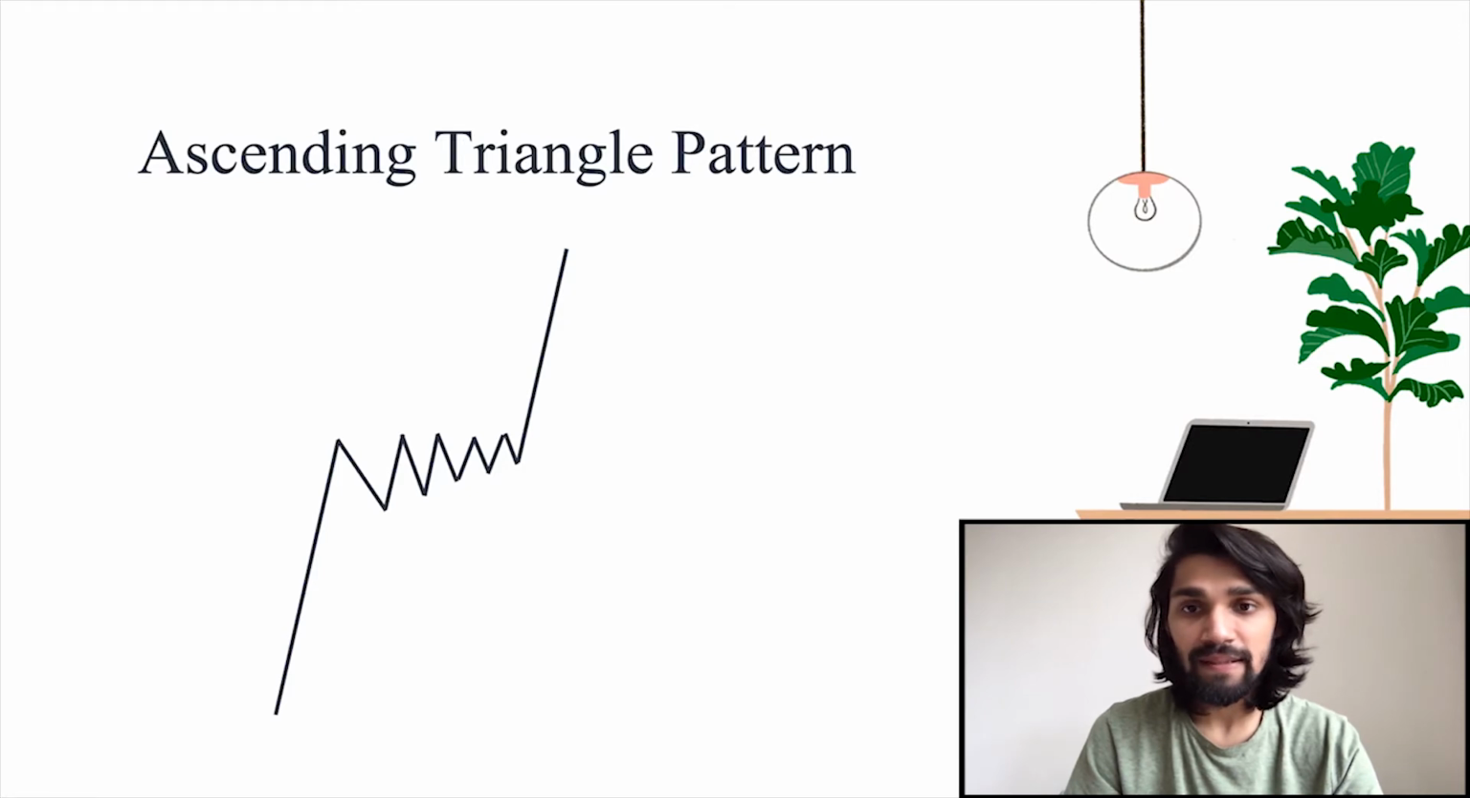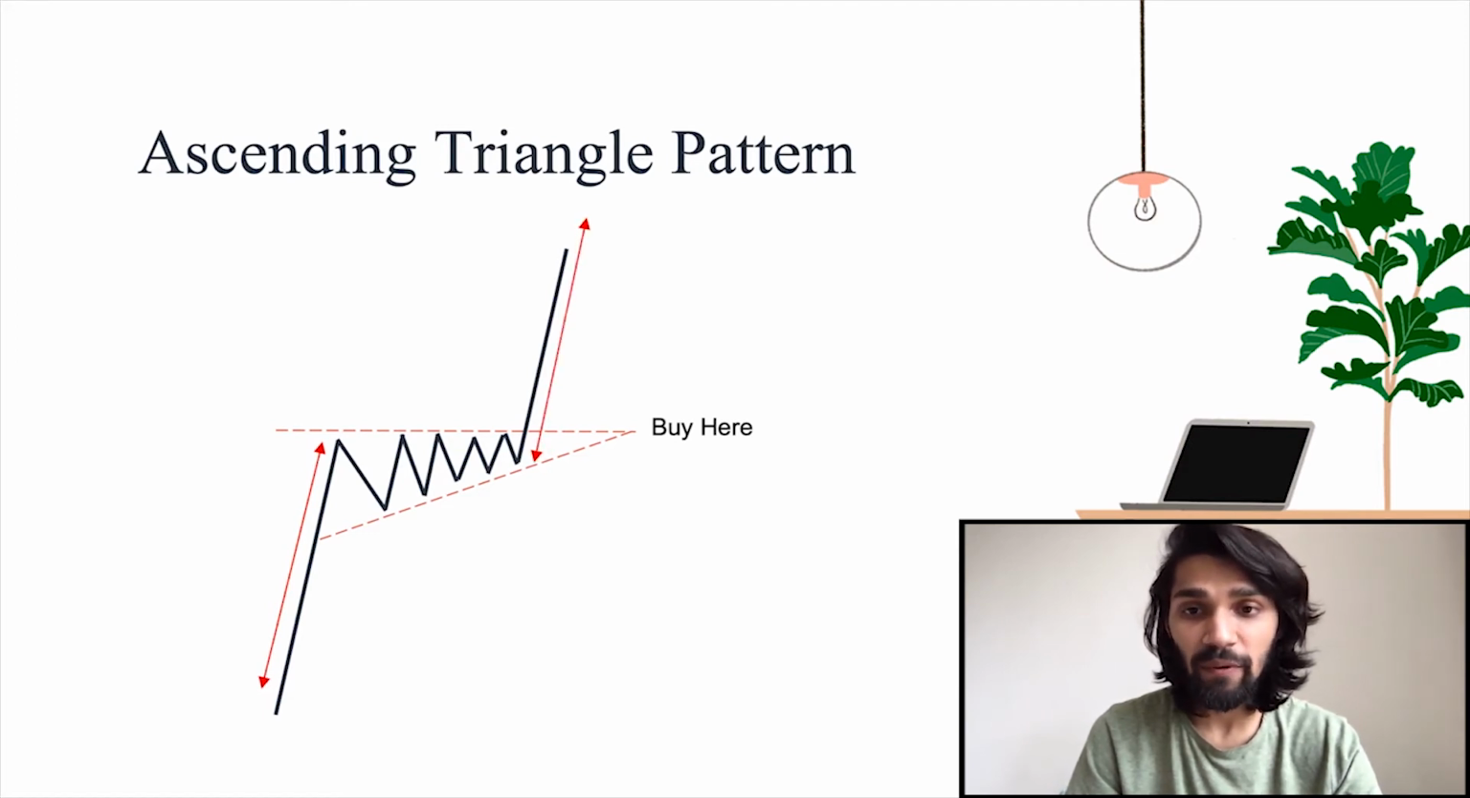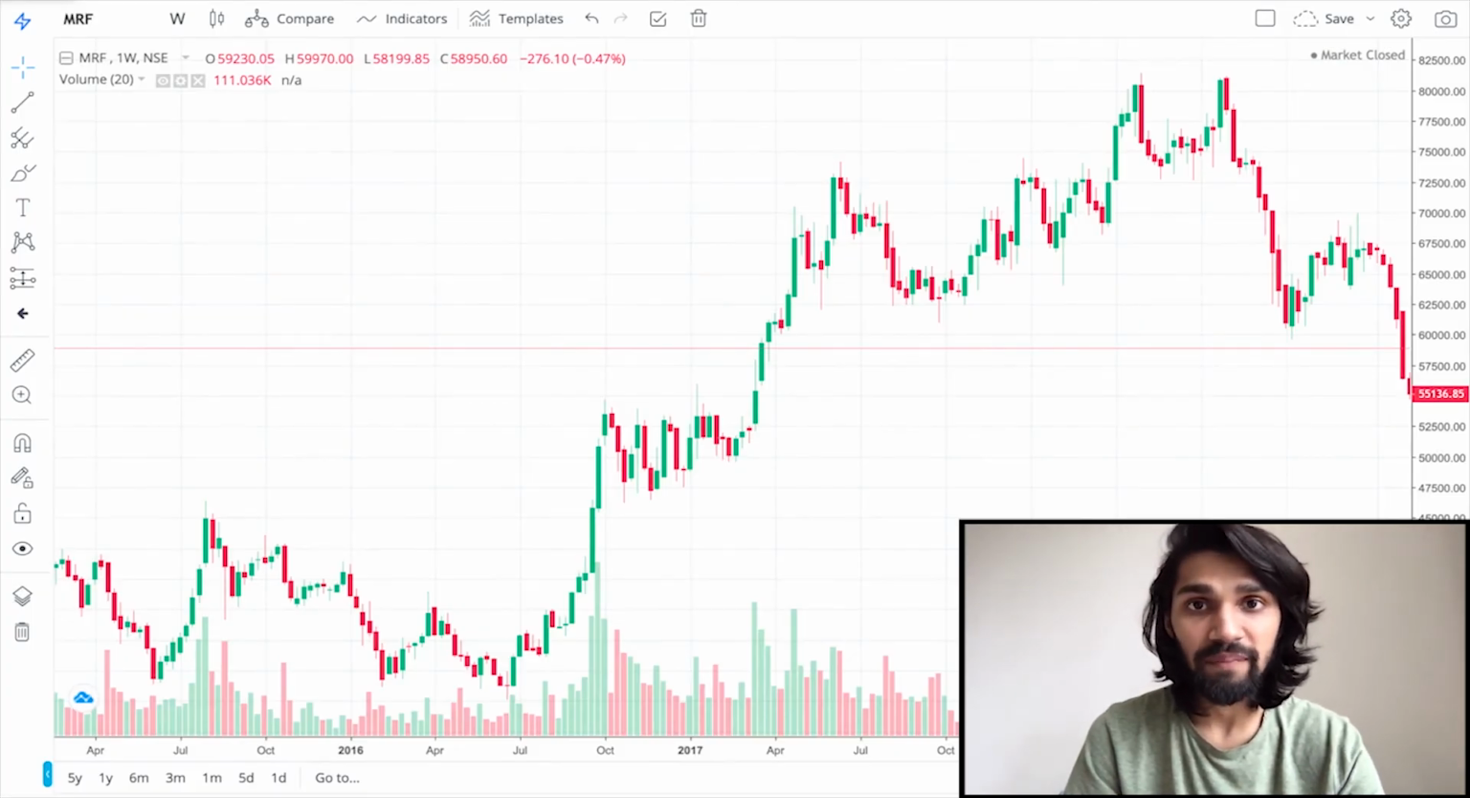Opposite to this pattern is the ascending triangle pattern, where the prices sharply move up and then they become range bound, as in they keep moving in that range until it forms a triangle, and then it breaks out of the triangle. So you buy here. The prices are expected to move as many points as the initial sharp movement it had, and your stop loss can be again 4 to 5%.